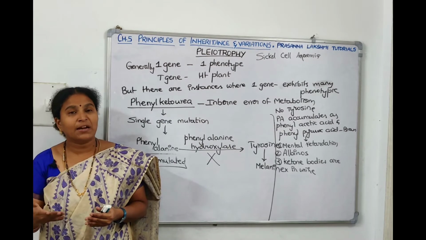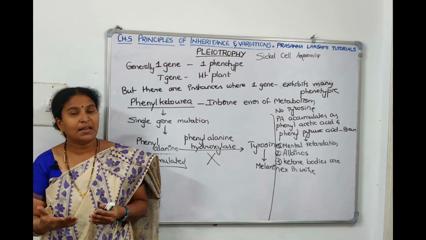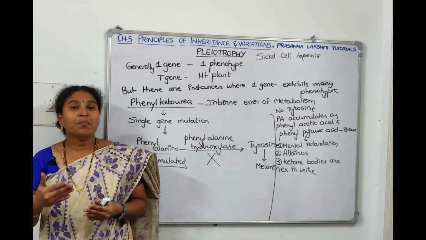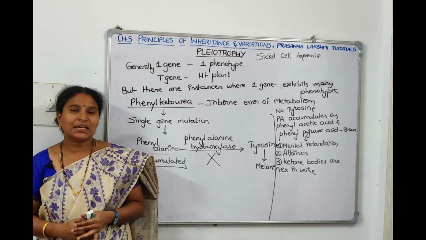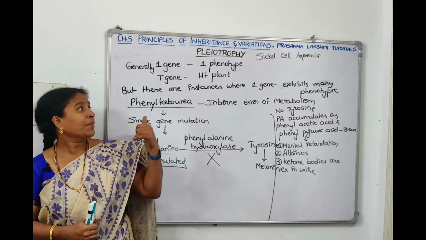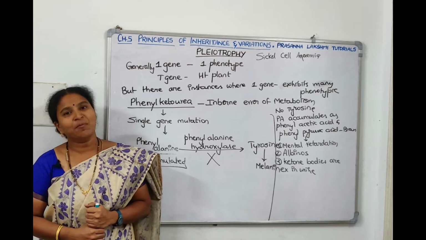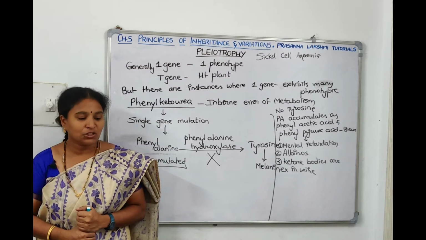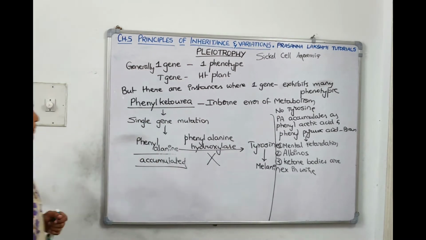So many changes, and they are resistant to malaria. So many changes we are seeing because of the defect of one gene. That's why sickle cell anemia is also an example of Pleiotropy, and phenylketonuria is also an example of Pleiotropy. Take a screenshot, then we'll get to the next topic called sex determination.